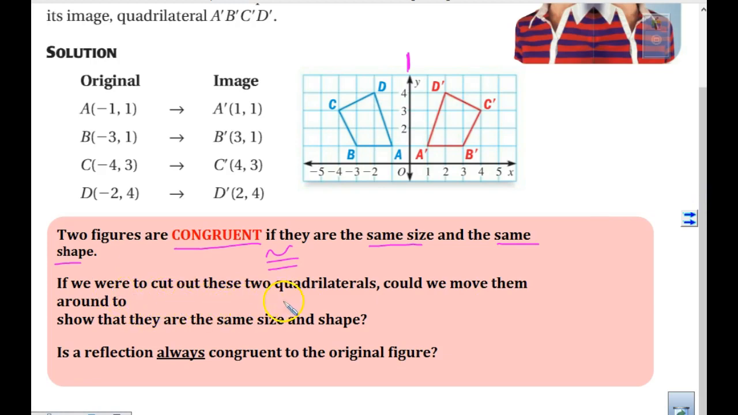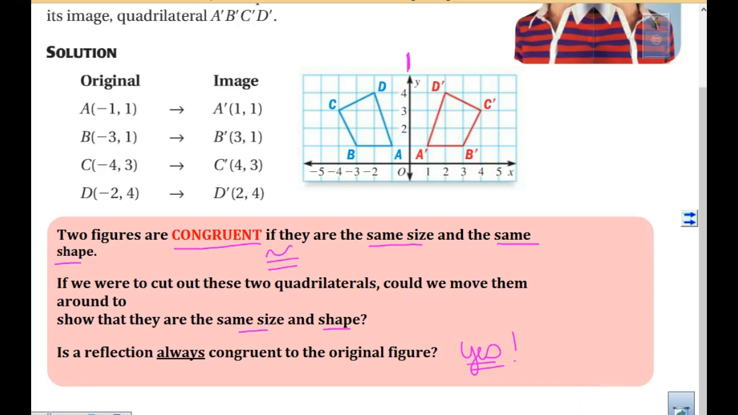And it says if we would cut these two quadrilaterals out, and we could move them around to show that they are the same size. So if we actually cut this out on our paper, we could turn it and flip it over, and we should see that it is the exact same size and the same shape. So it says, is a reflection always going to be congruent to the original? If you just reflect something, should it always be congruent? Yes. Always congruent, okay?